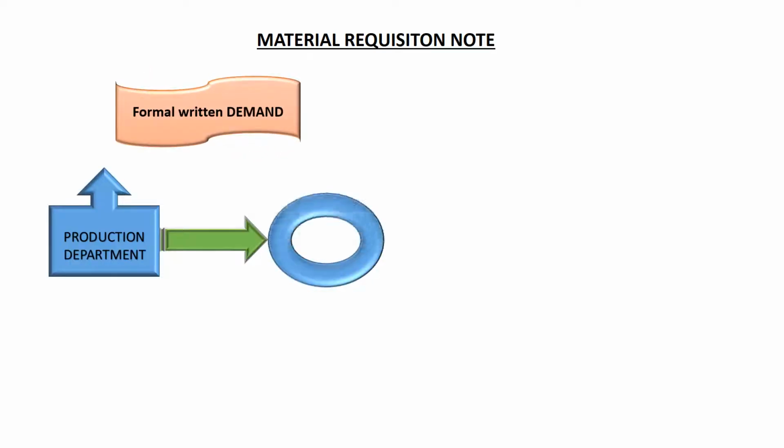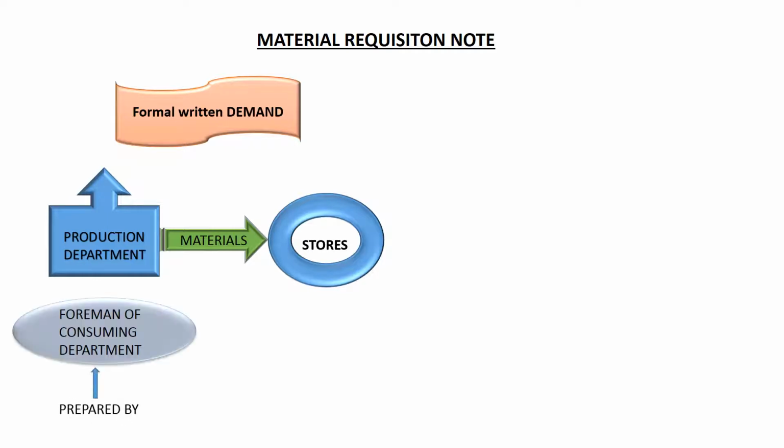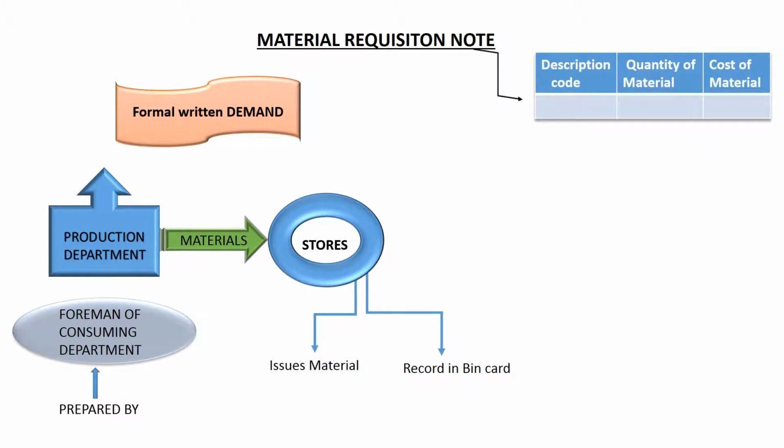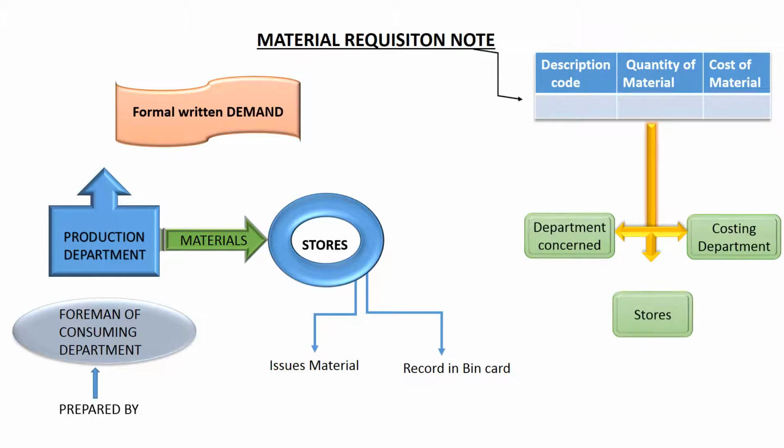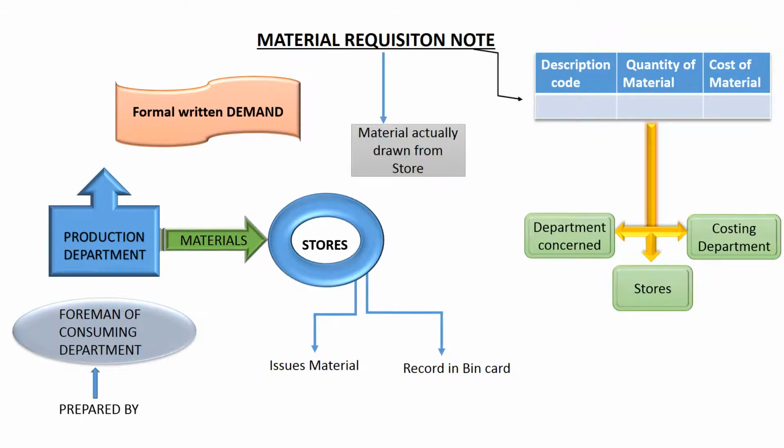Material requisition note is a formal written demand, usually from the production department to stores, for the supply of specified materials. It is prepared by the foreman of the consuming department. It authorizes the storekeeper to issue materials and record the same in the bin card. Columns contain description, code, quantity of material, and cost of material issued. One copy is kept with the department that made the request, another with the costing department, and the last copy stays with stores. It shows material actually drawn from stores.